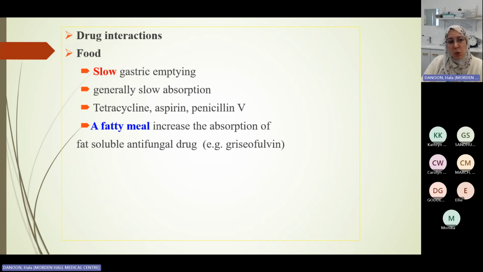A fatty meal increases absorption of fat-soluble antifungals like griseofulvin. It also increases absorption of vitamin D, because we know vitamin D is a fat-soluble vitamin. So when I give advice to my patients, I tell them to have it with a nice big meal, the same as we said with the rivaroxaban.